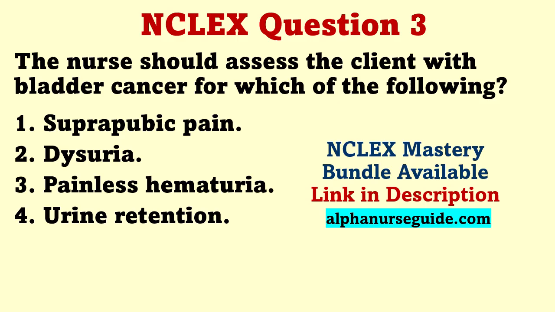The nurse should assess the client with bladder cancer for which of the following? 1. Suprapubic pain. 2. Dysuria. 3. Painless hematuria. 4. Urine retention. The correct answer is 3. Painless hematuria. Painless hematuria is the most common clinical finding in bladder cancer. Other symptoms include urinary frequency, dysuria, and urinary urgency, but these are not as common as hematuria. Suprapubic pain and urine retention do not occur in bladder cancer.